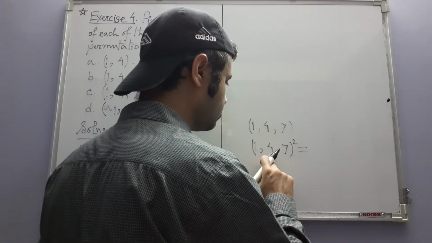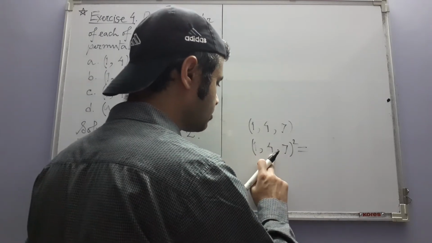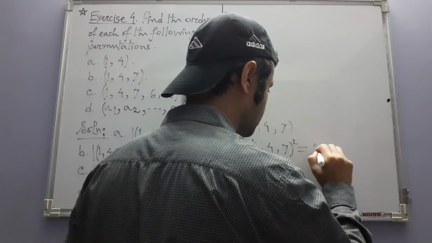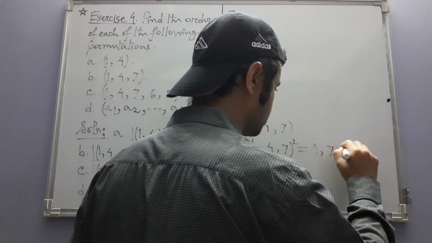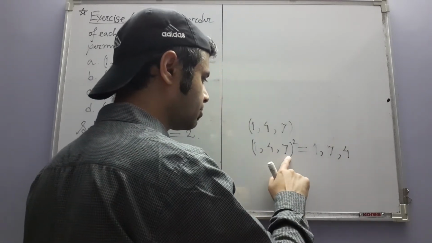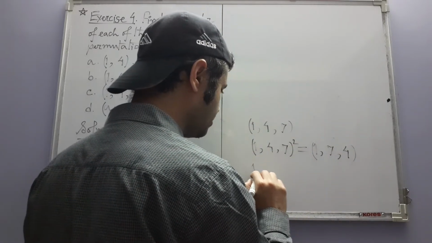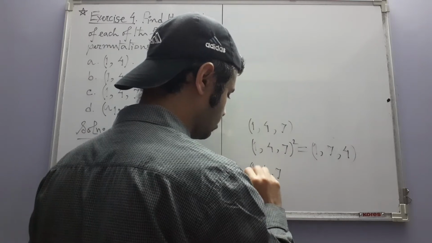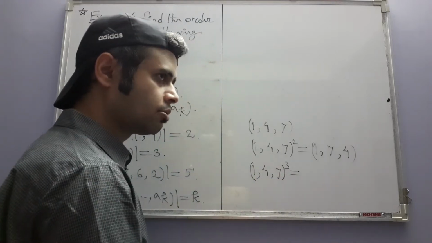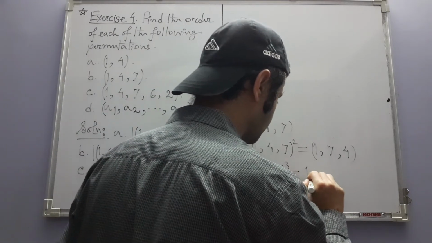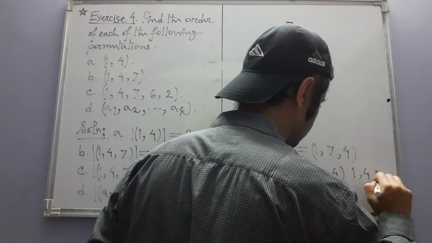So first 1 goes to 4. Since both of them are the same, you don't have to really think about the order. 1 goes to 4 and then 4 goes to 7. So 1 goes to 7. 7 to 1 and 1 to 4. So 7 to 4. Then 4 to 7, 7 to 1. So 4 to 1. And when you calculate this, then it is (1 4 7) squared times (1 4 7). That means (1 7 4)(1 4 7).